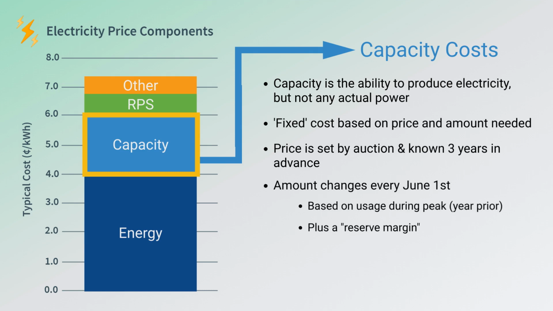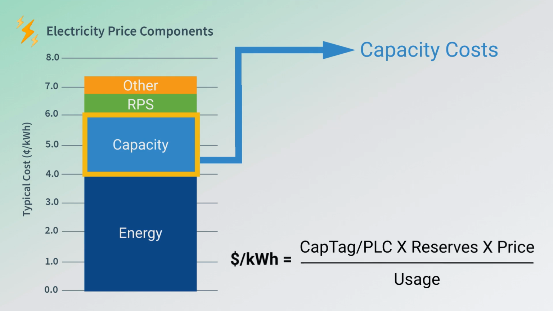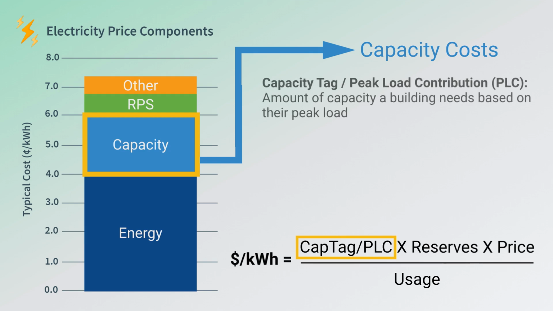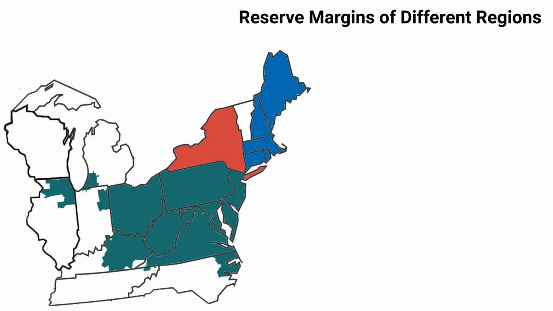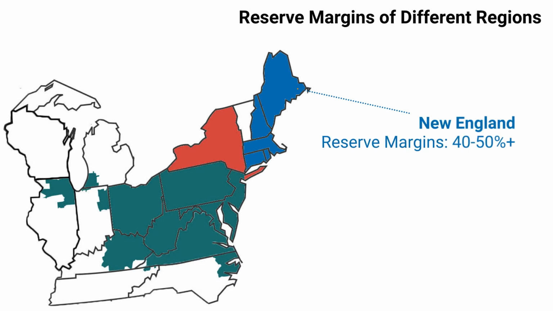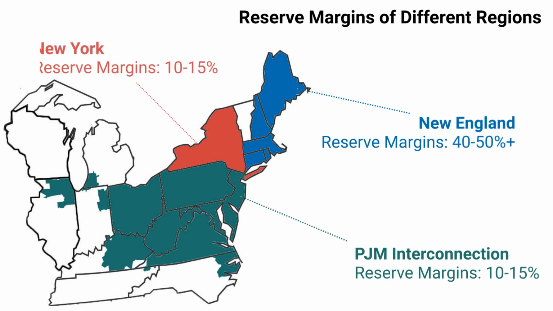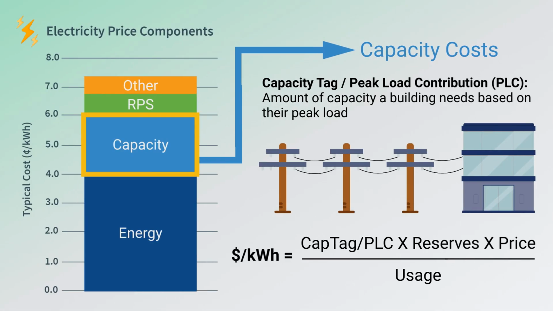The way the suppliers price this is they take your capacity tag, that's the amount of capacity you need based on your peak load, and in PJM that's referred to as PLC or peak load contribution. They multiply it by a reserve margin, that's a little extra capacity that you're forced to buy to make sure that the grid runs reliably. In New England, that extra could be 40, 50, 55%. In PJM and New York, 10, 15% typically. Once they get that quantity, they multiply it by the price, and then they divide it by your expected usage. That's how the suppliers make the calculation when they quote you a fixed price or a capacity included adder.